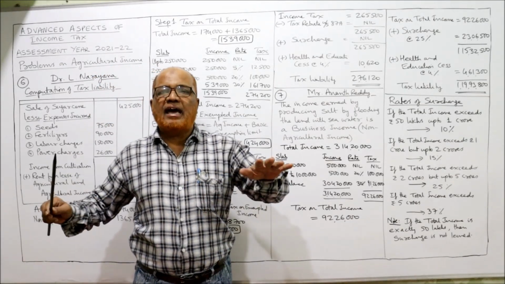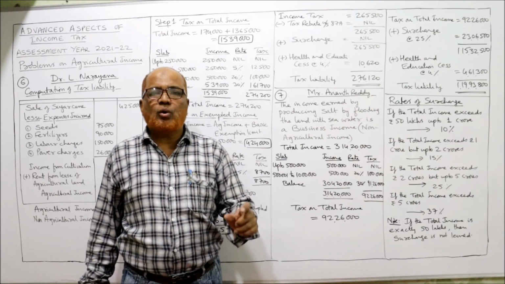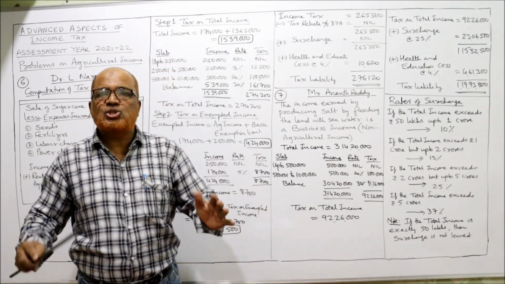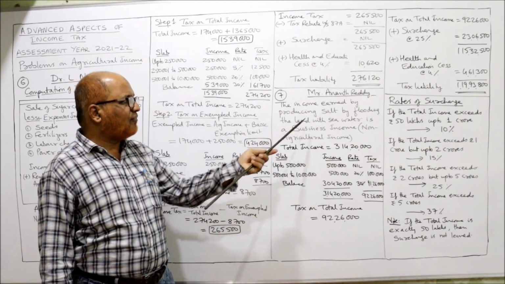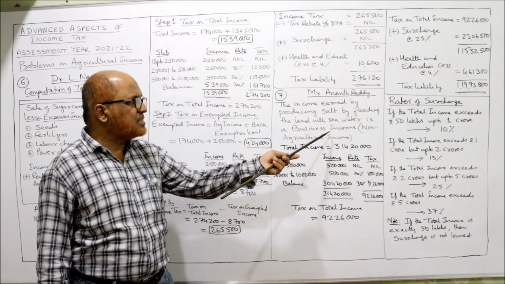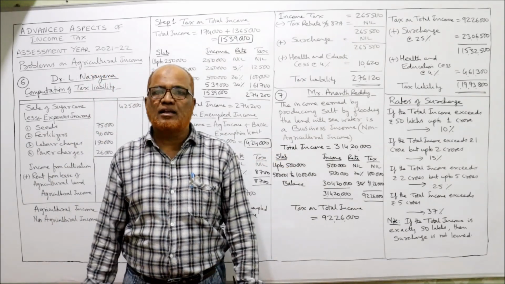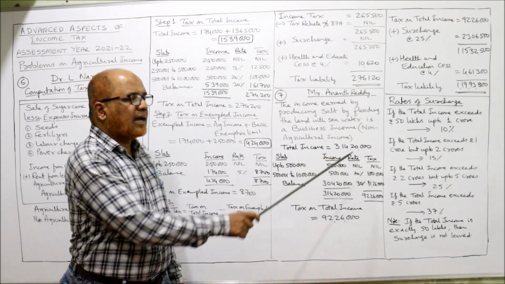Assuming that he doesn't have any other income, only this much income. That is 3 crore 14 lakh 20,000. This is the only income he is having by producing salt. So here I have written, the income earned by producing salt by flooding the land with seawater is a business income, non-agriculture income. We cannot treat it as an agriculture income. Now total income 3 crore 14 lakh 20,000.